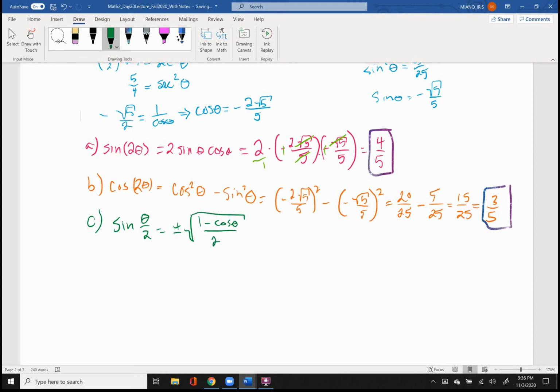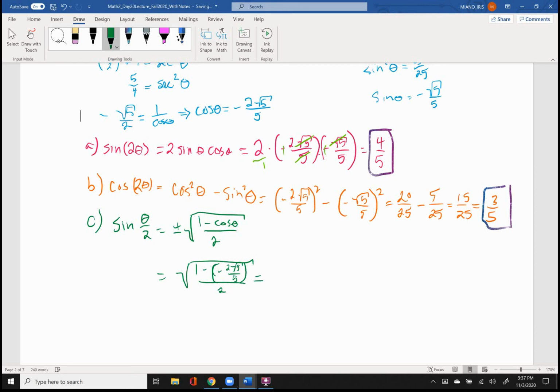Now we're going to take the principal square root because we want to notice that theta over 2 is between pi over 2 and 3 pi over 4. So it's going to be positive for the sine, okay? So from there, we can actually plug this stuff in, and no sign in front just means it's positive. And we'll put in a 1 minus a negative 2 root 5 over 5, because that's the cosine theta. And then that's all over 2.